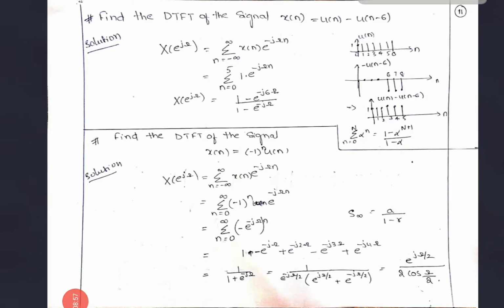Find DTFT of the signal x of n is equal to u of n minus u of n minus 6. So we know the formula, X of e raised to j omega is summation n equal to minus infinity to plus infinity x of n e raised to minus j omega n. So here the limits will change from n equal to 0 to 5. So we have already done this problem. We'll move to another problem.